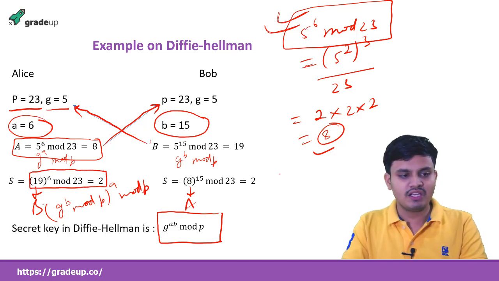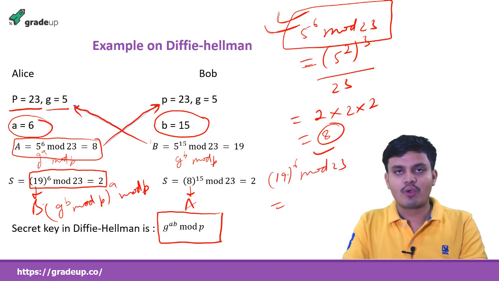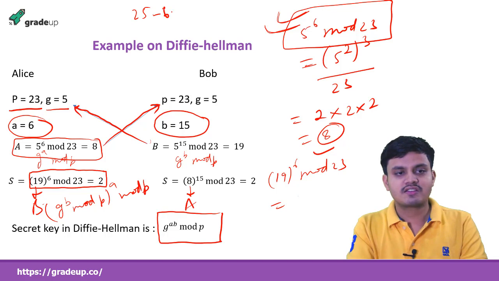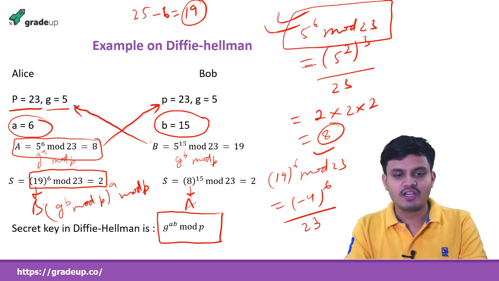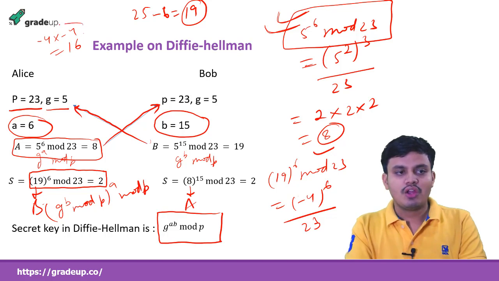If you do the same thing here, 19 power 6 mod 23, then how can I represent 19? I can represent 19 as 25 minus 6, which will be 19. So if I divide with minus 4 power 6 and 23, minus 4 into minus 4 we have to do 6 times, so 4 into minus 4 is going to be 16.